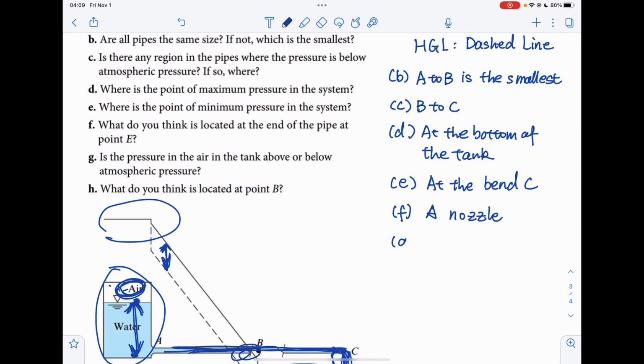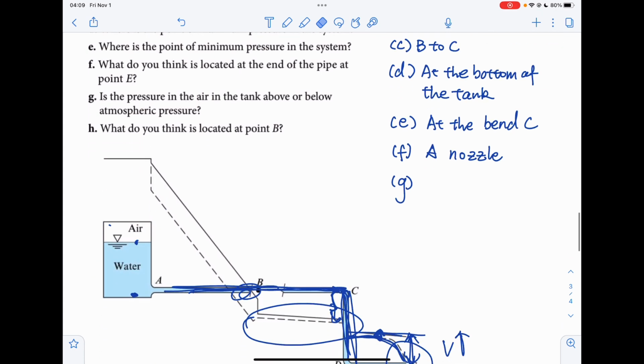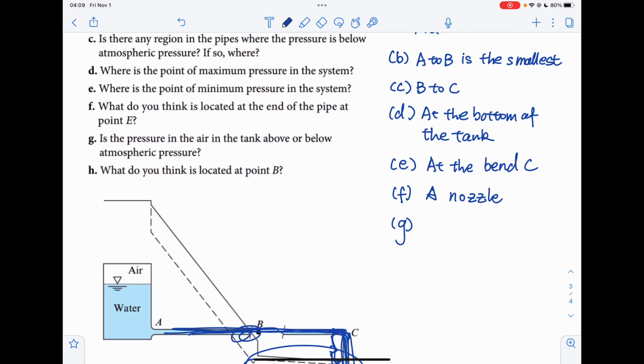And for part G, it's asking is the pressure in the tank above or below the atmospheric pressure. So when we look at this problem, if it's not pressurized, then the energy and the hydraulic grade line should be starting at the water surface. Sorry, should be starting like here. But actually, it's higher than the water surface. That means this tank is pressurized.